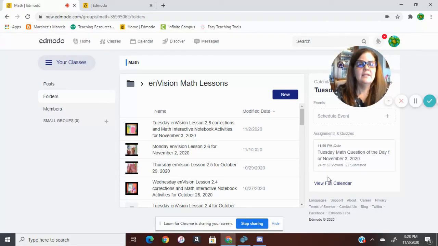Everyone, we're going to go ahead and get going on our enVision math lesson. We are already at the end of topic 2. Can't believe it. We are going to start our day on page 98. If you would please turn to page 98 in your enVision workbook.